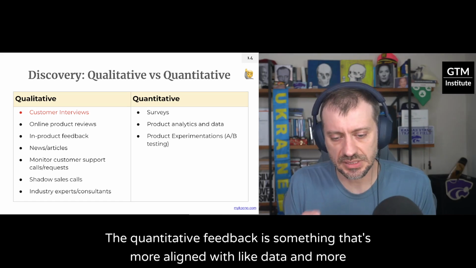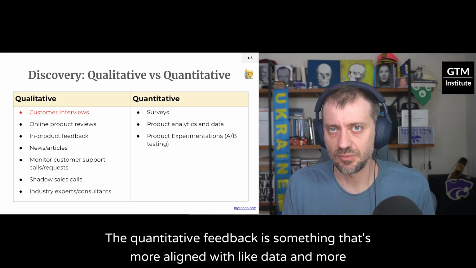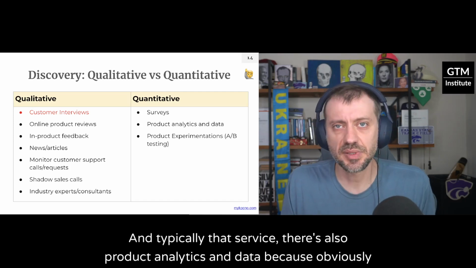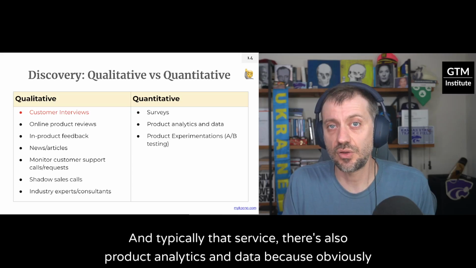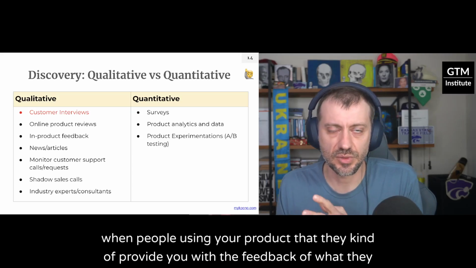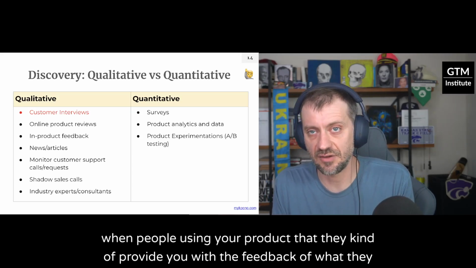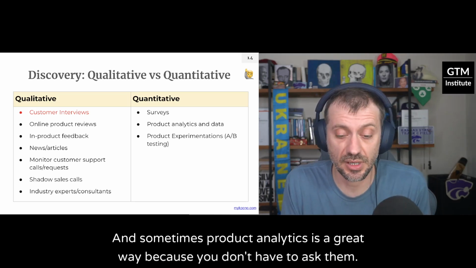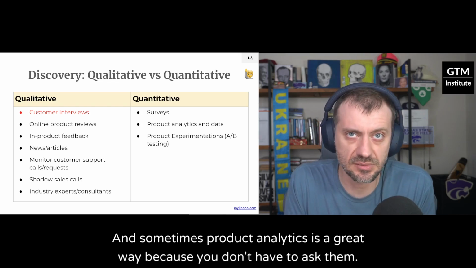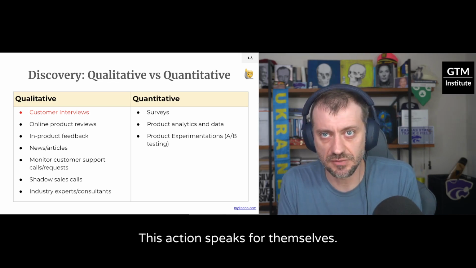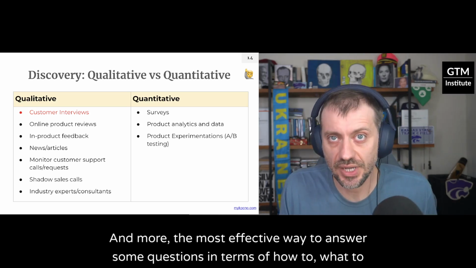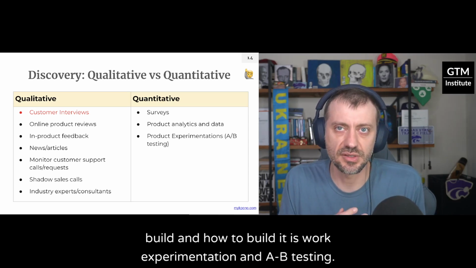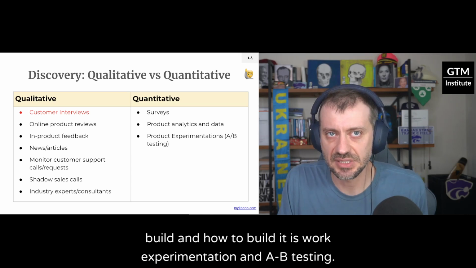The quantitative feedback is something that's more aligned with data, a more data-driven, data-informed type of feedback. And typically that's surveys. There's also product analytics and data, because obviously when people use your product, they provide you with feedback on what they deem valuable or not. And sometimes product analytics is a great way because you don't have to ask them. The actions speak for themselves. And the most effective way to answer some questions in terms of what to build and how to build it is product experimentation and A/B testing.